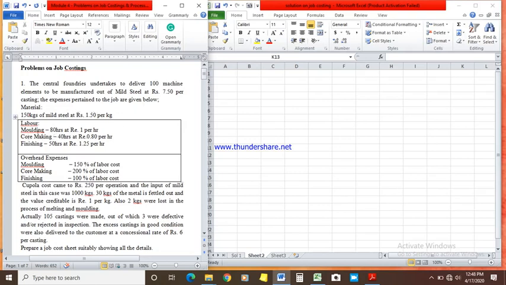Labor cost, so 3 different activities. Under molding section, 80 hours at rupees 1 per hour. For core making, 40 hours at the rate of 80 paisa per hour, and finishing, 50 hours at the rate of 1.25 per hour. So the amount of labor time that is spent in each of these different departments and the labor cost per hour is mentioned here.